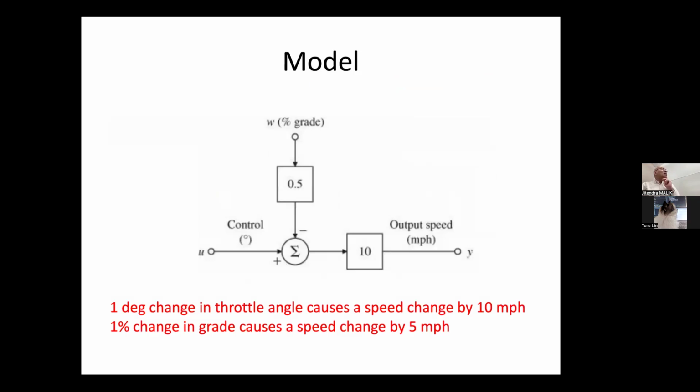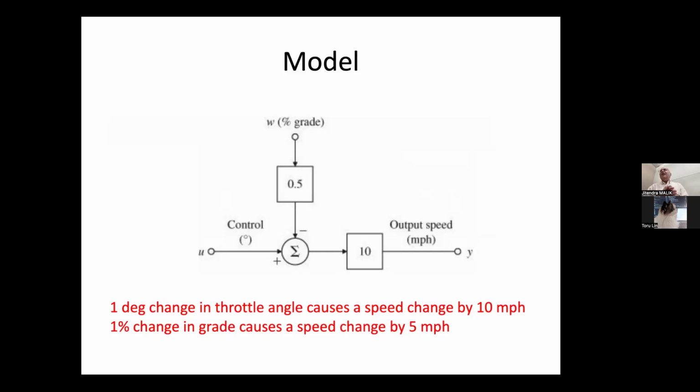Okay, so now let's convert it into math. The mathematical model is shown here. There is some control which is in degrees, so degrees of angle on your accelerator. Then there is some output speed. And our simple model here is that a 1 degree change in throttle angle causes your speed to go up by 10 miles per hour. Simple, just a model.